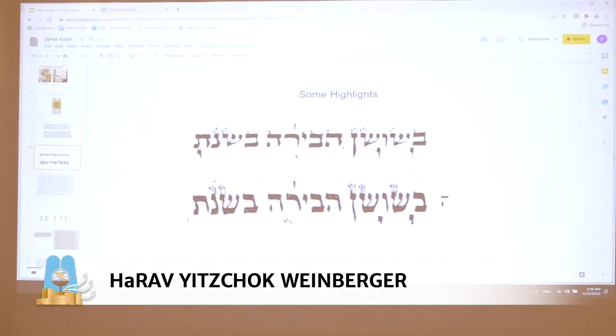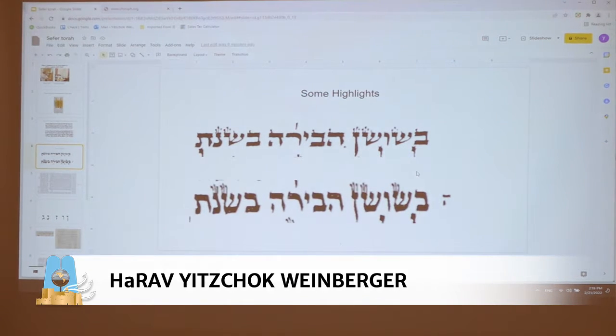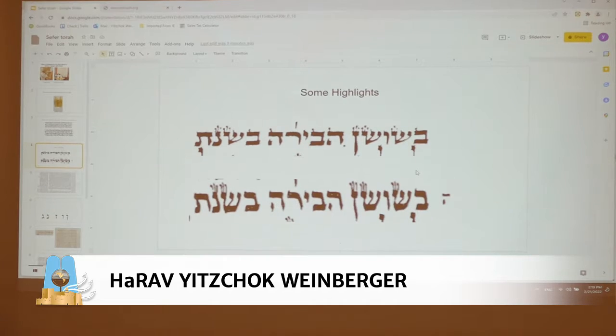Yeah, and also the heads of the letters in the shin, the first two heads of the letter are tilting upwards, and the top one is flat. And in the bottom one, the letters are tilting upwards. In general, the Sfardi Ksav always has the top of the letter ending with a little tilt up.